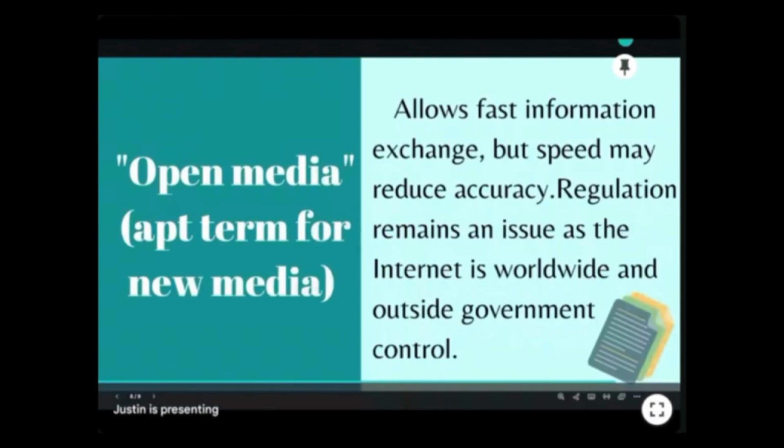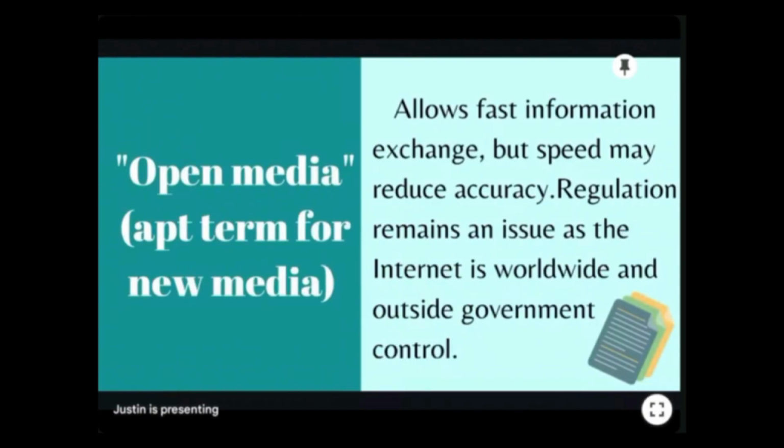And lastly, new media allows fast information exchange, but speed may reduce accuracy. Regulations remain an issue as the internet is worldwide and outside government control.